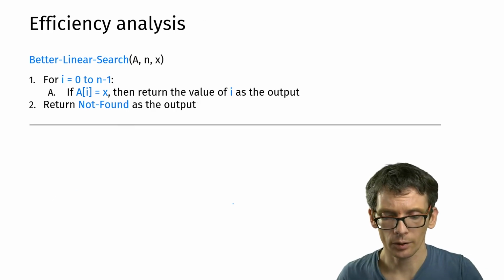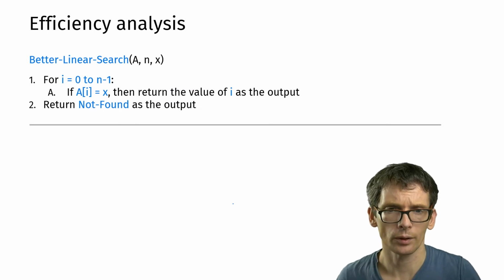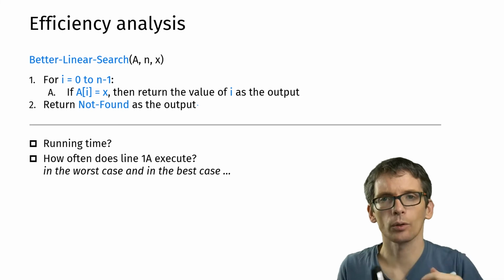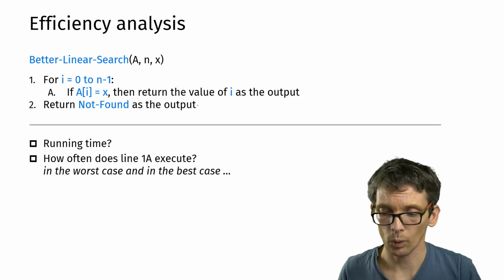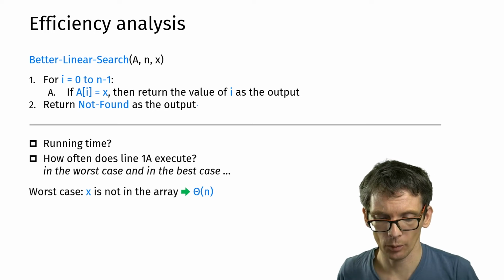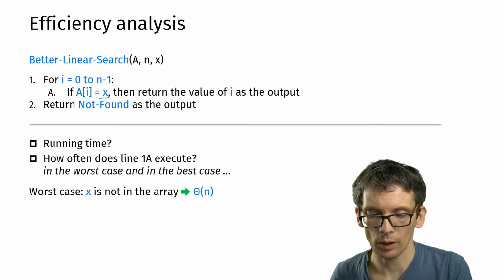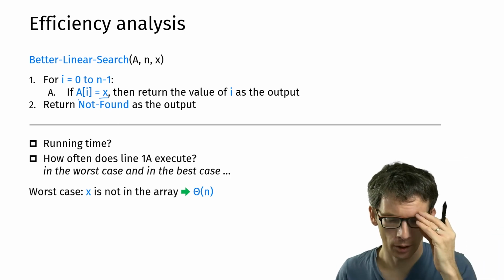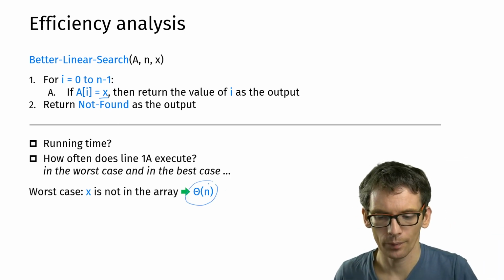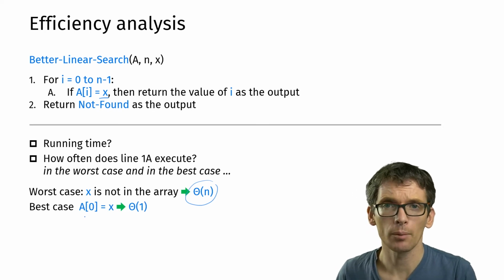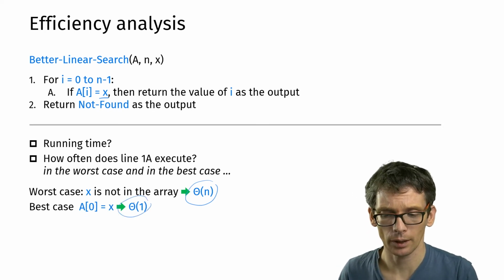For better linear search, let's have a look at that also. So what is the running time of better linear search? The crucial question here is, how often is line 1a executed? And that is different for the worst and the best case. In the worst case, x is not in A, and then we still search the whole array to notice that. So then the running time is linear. But in the best case, I immediately find x, and then the running time is constant.